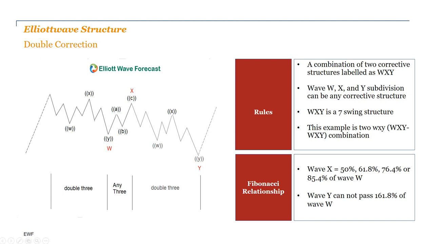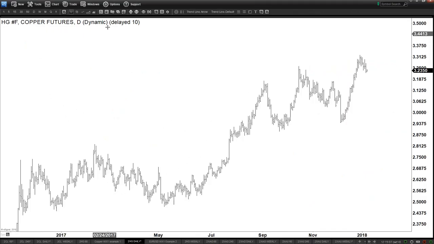Now let's take a look at some examples from the chart and see if we can find any. So this is a copper, okay, copper chart, daily chart.